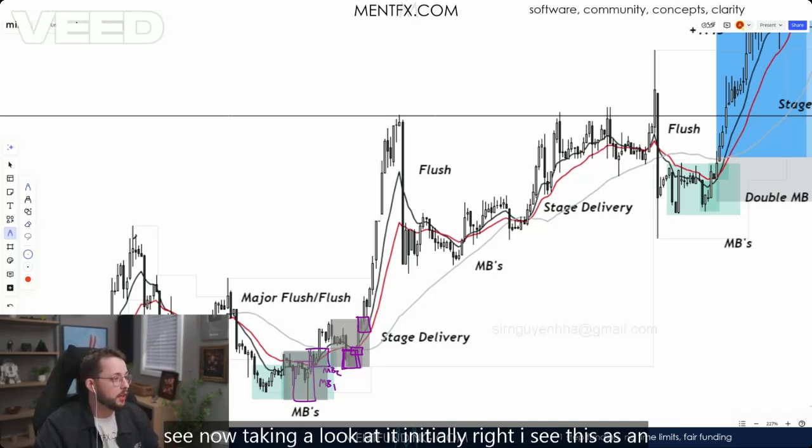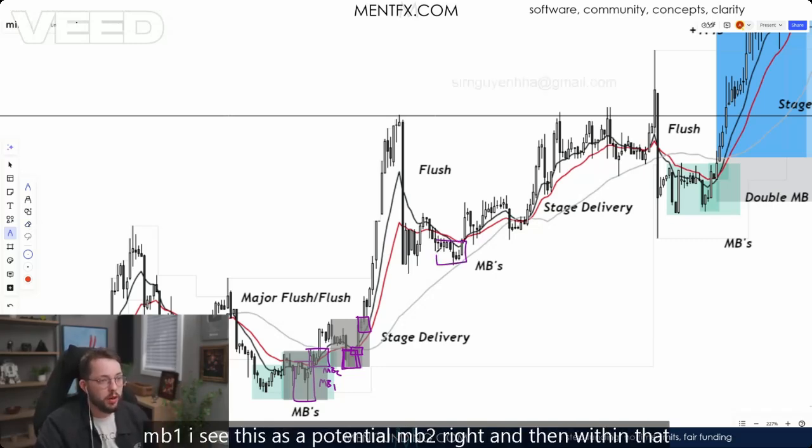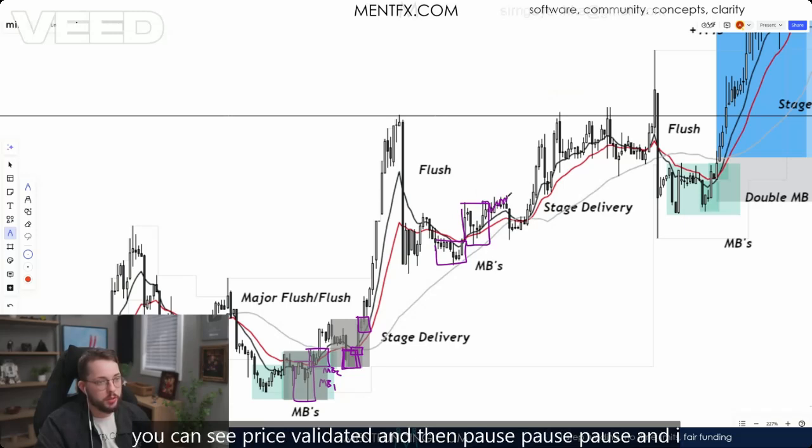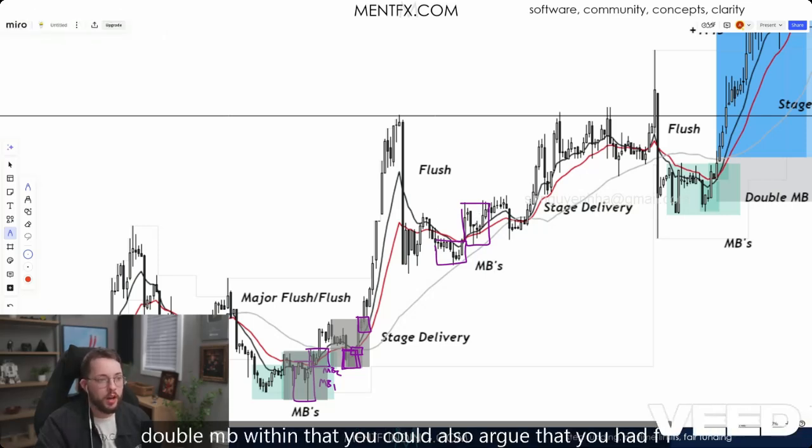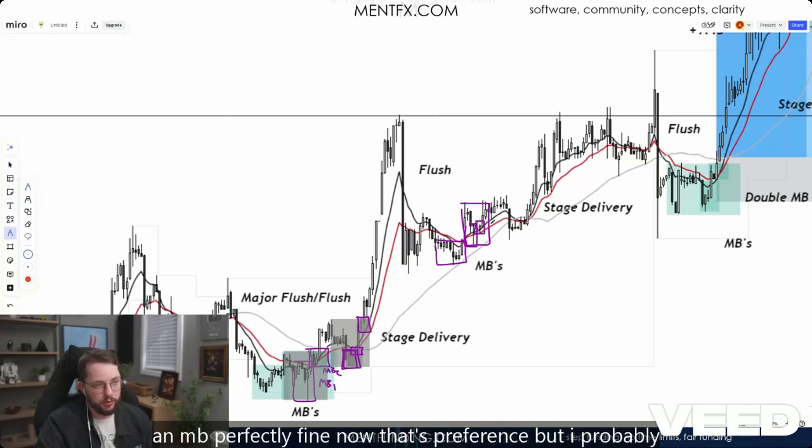Now, taking a look at it initially, I see this as an MB1. I see this as a potential MB2, right? And then within that, you can see price validated and then paused. And I probably get out of this thing at break even just because it never went. However, that is an example of a double MB. Within that, you could also argue that you had FFMB1 and then FMB2 right here. That was happening inside of an MB, perfectly fine. Now, that's preference, but I probably would not even use that.